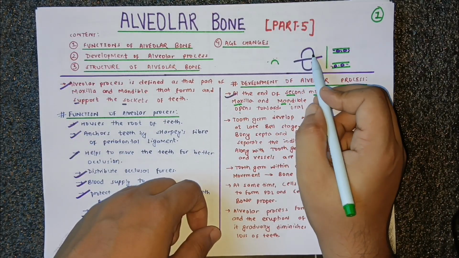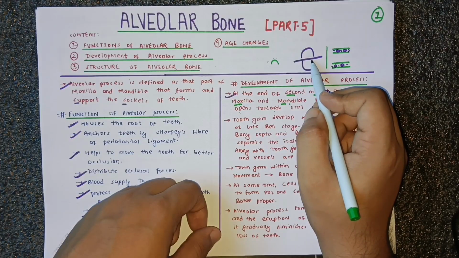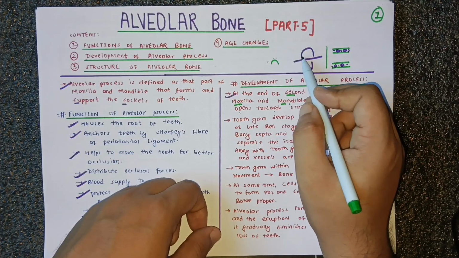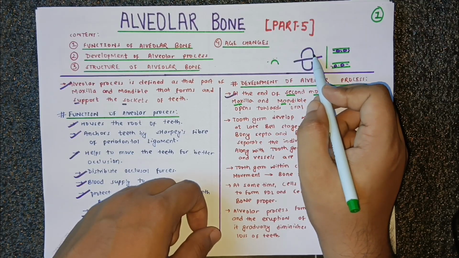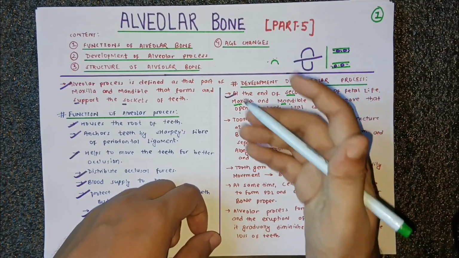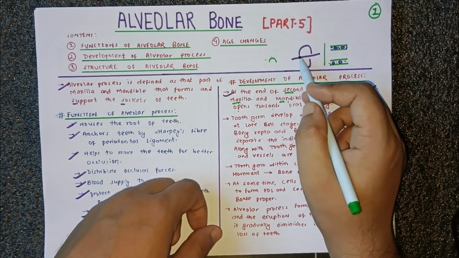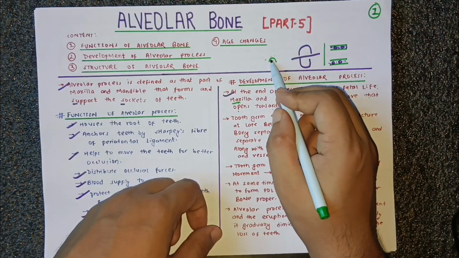Okay, in the above we have the maxilla, and in the downside we have the mandible. In the maxilla and the mandible, there is the developing of the groove. The groove is formed in the maxilla, and the maxilla and the mandible are also growing at that time. So there forms a groove, like this groove.